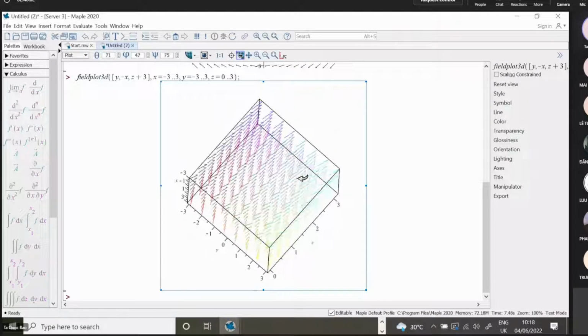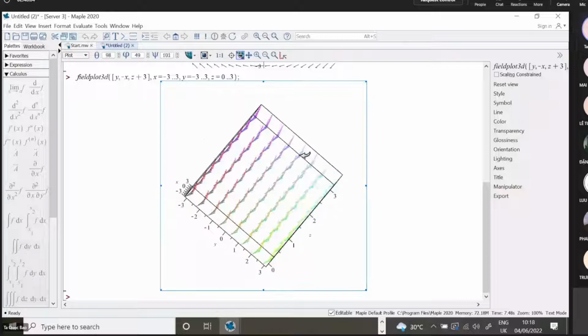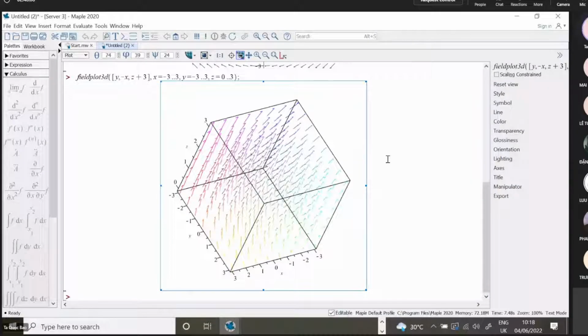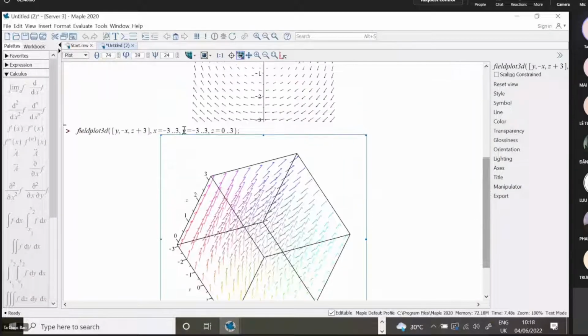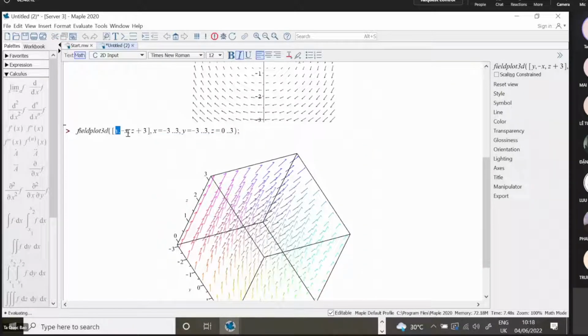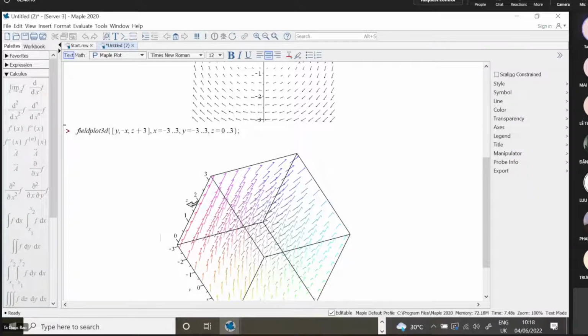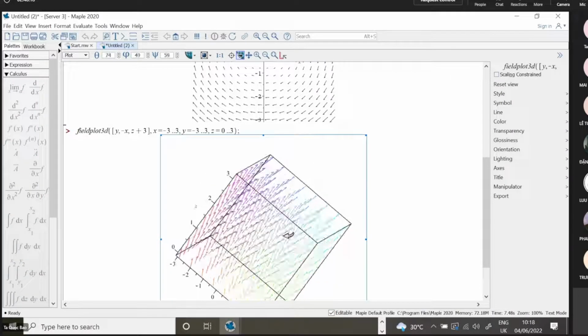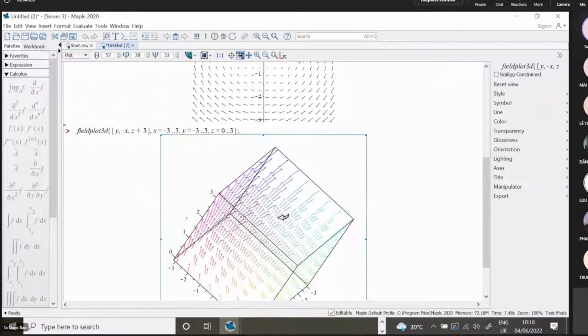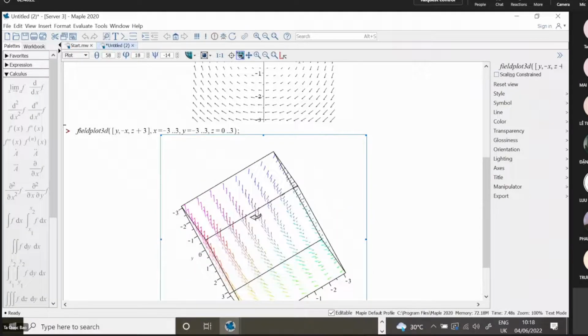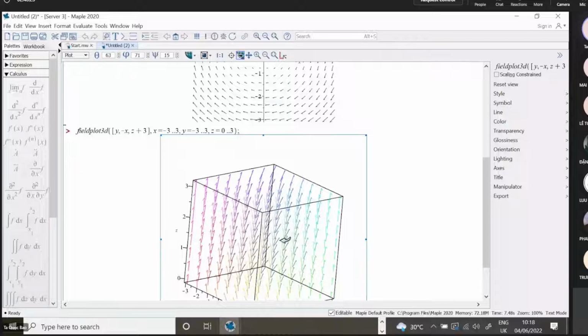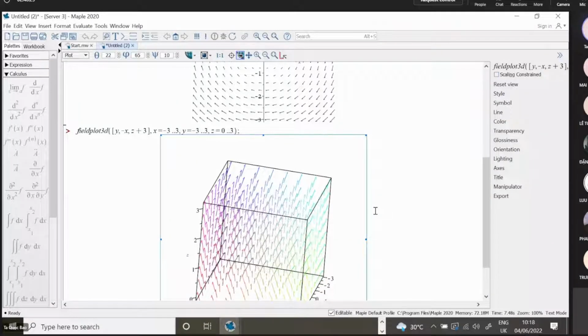You can draw the vector fields in 3 dimensions. Okay, so here it is. For example, if I choose the vector field, it looks like this. Okay, so Maple can help you to plot the vector fields in 3 dimensions or 2 dimensions.